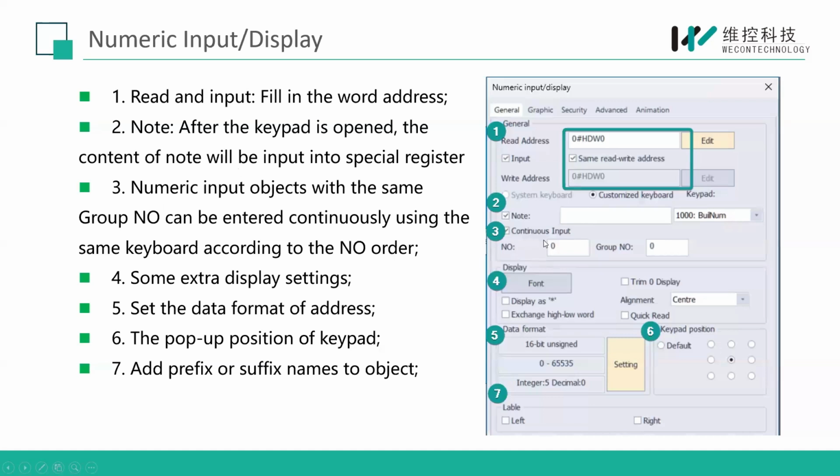The third one is for continuous input. Numeric input objects with the same group number can be entered continuously using the same keyboard according to the number order.